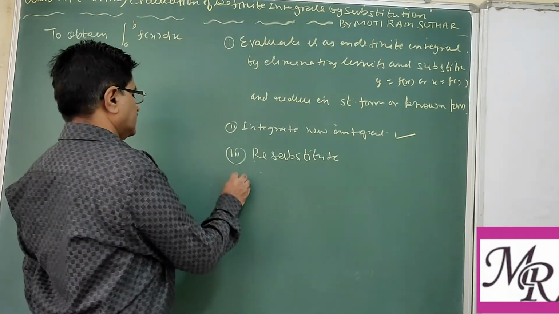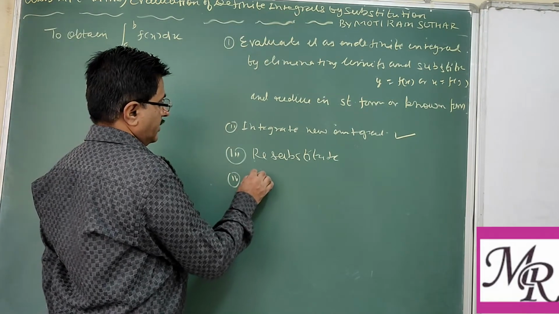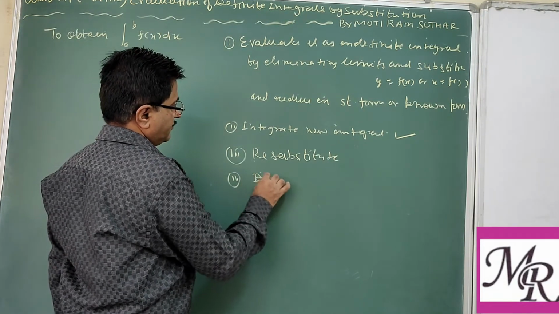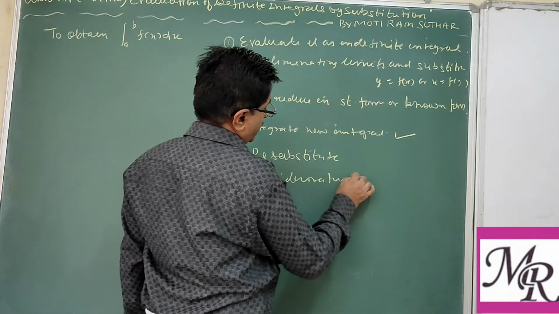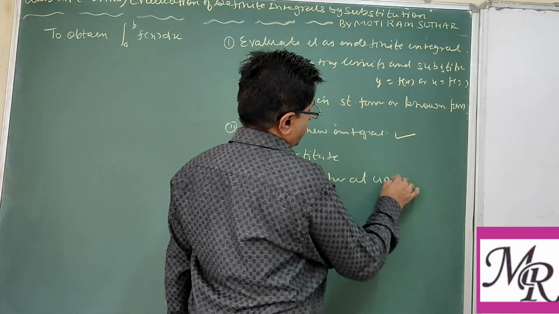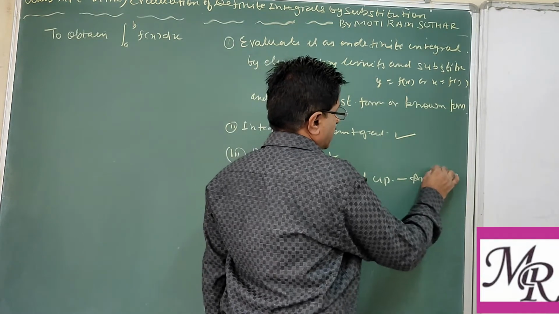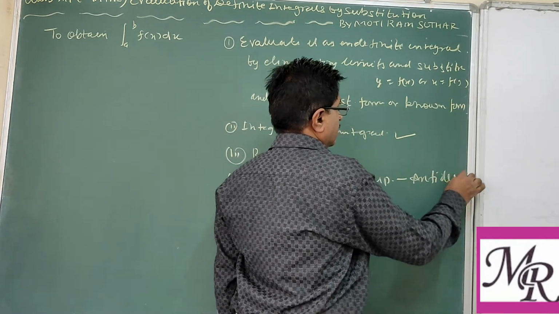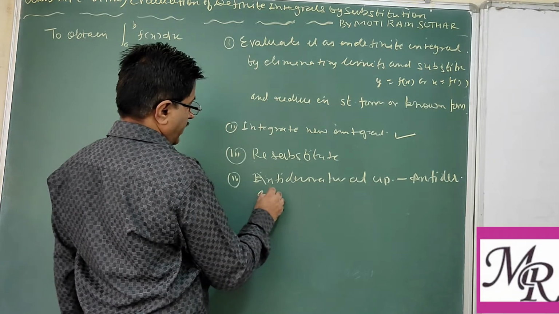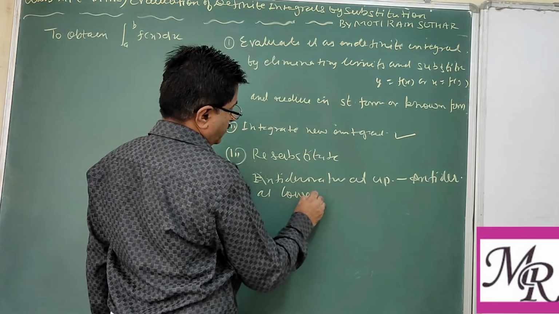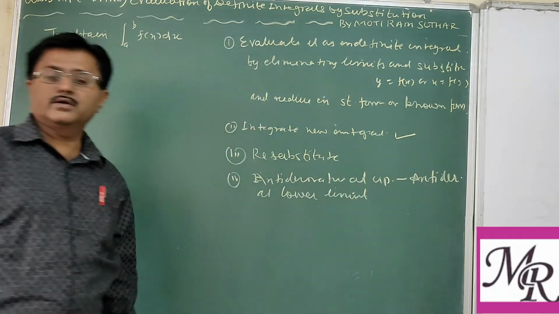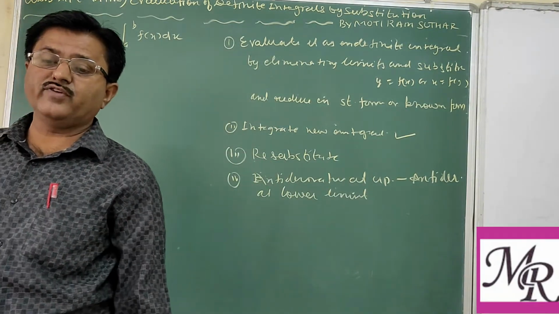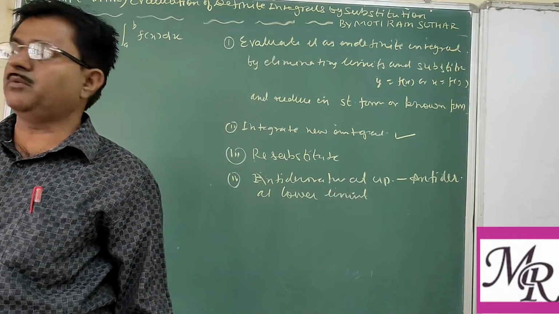And then, as the fourth step, we write the antiderivative at the upper limit minus the antiderivative at the lower limit. This formula you get, and this is the process. Clear? So what steps do we have to follow for the substitution method?